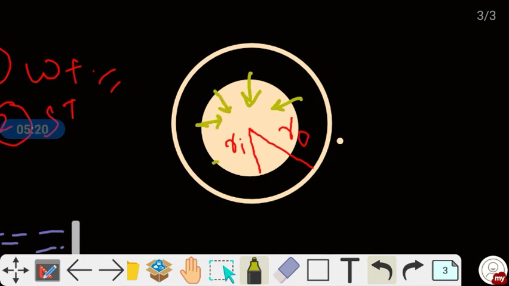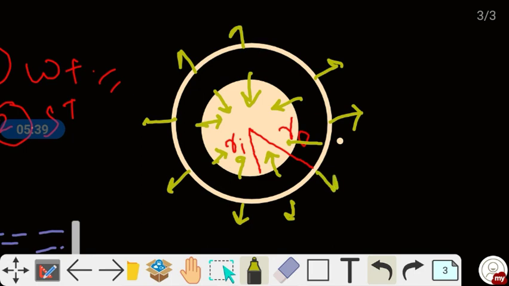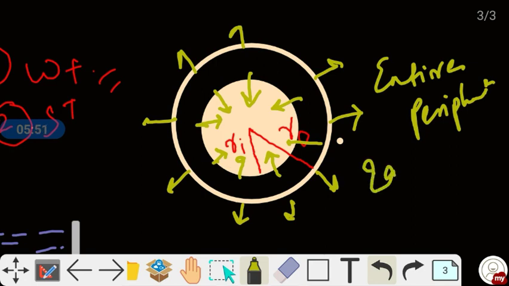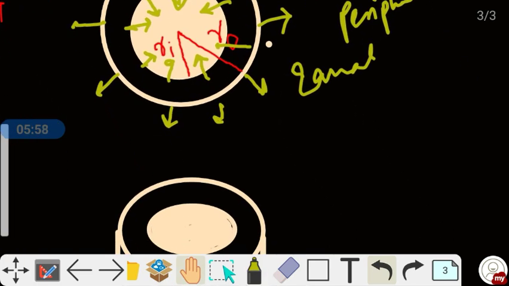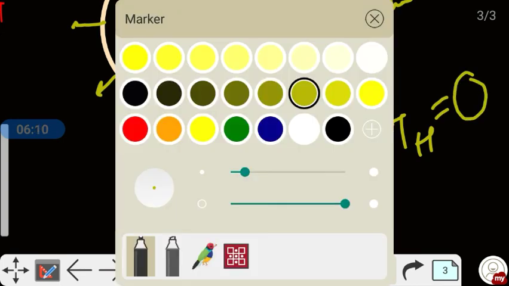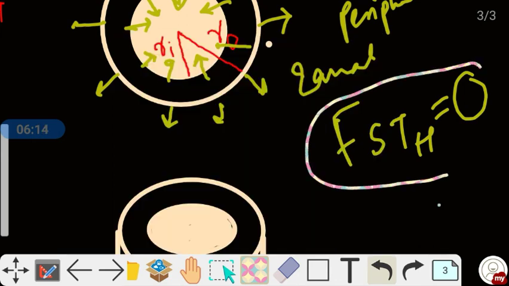It is equal in magnitude and distributed in the entire periphery, and on the outer wall, it will act outside, in this fashion. So one thing we can say, it is distributed in the entire periphery and equal in magnitude, so they cancel out each other. So from here we can say the surface tension force in horizontal direction will be 0. So this is our one result.